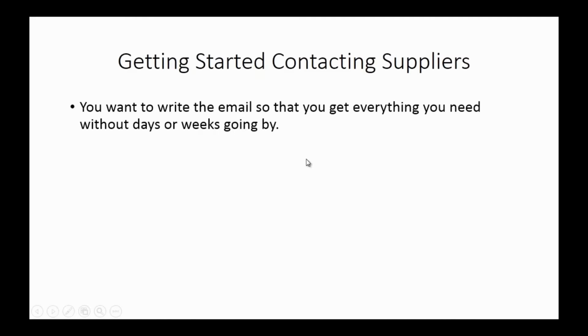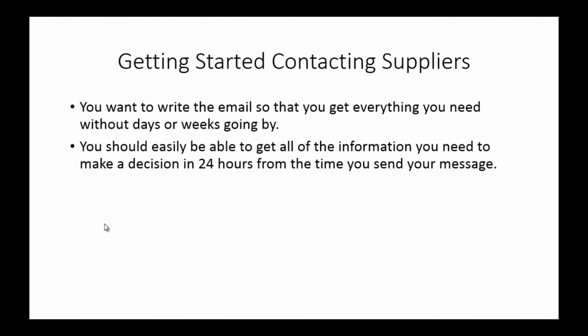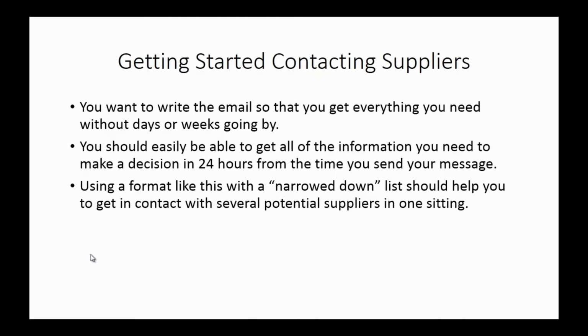Now, you want to write the email so that you get everything you need without days or weeks going by. So you want to request as much information as you possibly can. Now your goal, and you should easily be able to do this, is to get all of the information you need to make a decision within 24 hours from the time that you actually send your message. Now, using a format like this with a narrowed down list should help you to get in contact with as many potential suppliers as you can within one sitting that you're actually serious about.